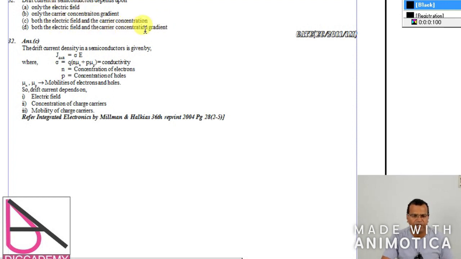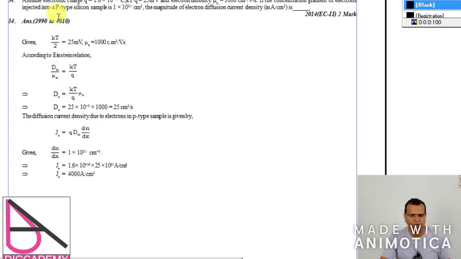So drift current does not depend on the carrier concentration gradient, rather it depends on the concentration gradient. It is very much evident from this equation. Now let us see the next question.